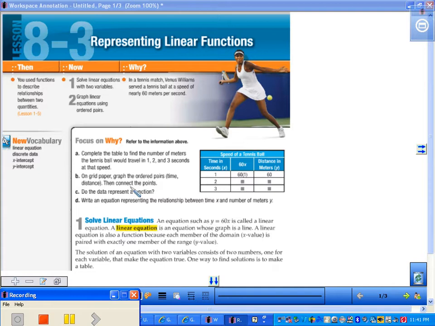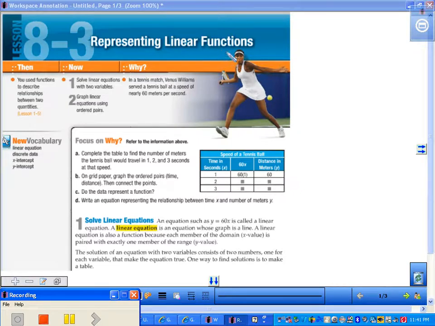Lesson 8-3, represent a linear function. In this lesson, you're going to learn how to solve linear equations with two variables and graph linear equations using ordered pairs. In the past, we've already defined the word function. A function is when the domain does not repeat.